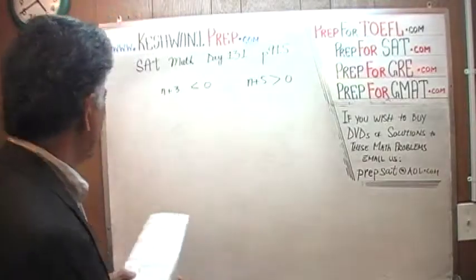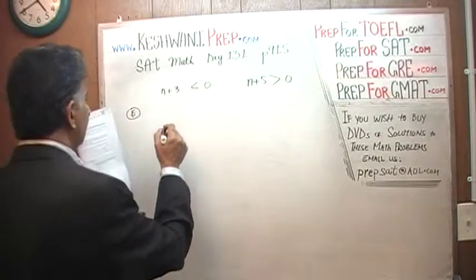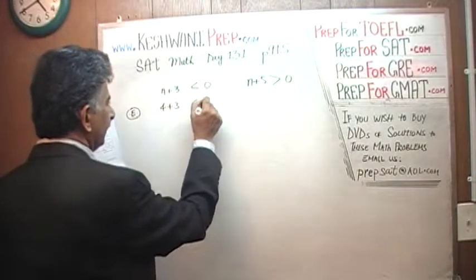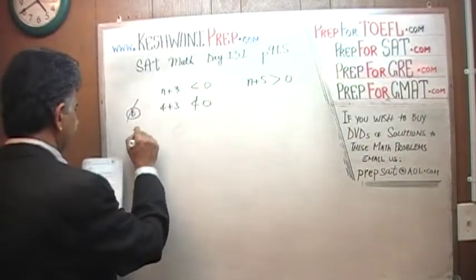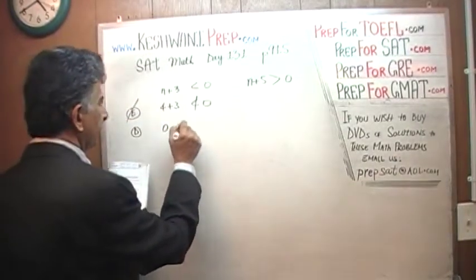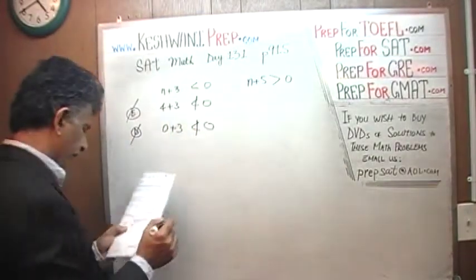Let's start from the bottom here. E says n is equal to 4. Obviously 4 plus 3 is not less than 0, so it's not E obviously. D says it is 0. 0 plus 3 is 3, which is not less than 0. That's no good.